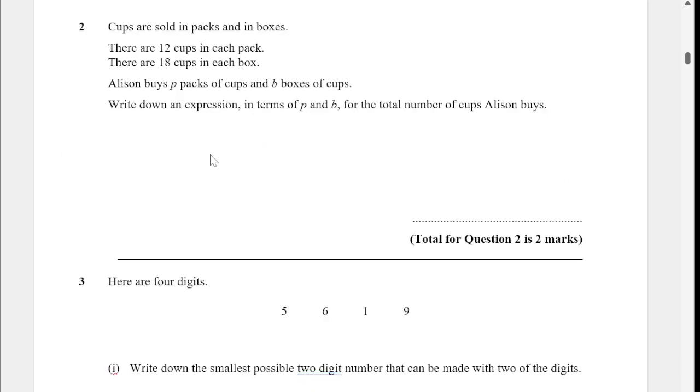Question 2. Cups are sold in packs and in boxes. There are 12 cups in each pack. There are 18 cups in each box. Alison buys P packets of cups and B boxes of cups. Write down an expression in terms of P and B for the total number of cups. So we've got 12 lots of the pack, so 12P plus 18B.